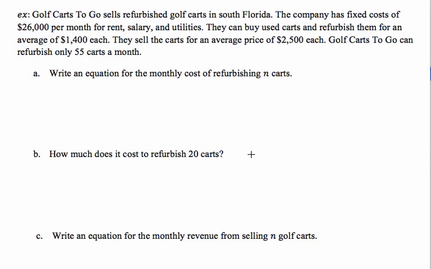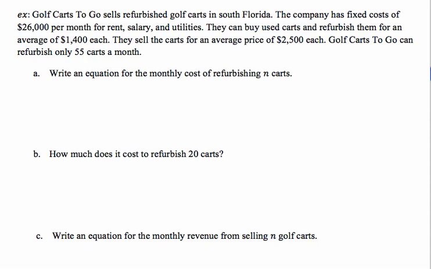They can buy used carts and refurbish them for an average of $1,400 each. They sell the carts for an average price of $2,500 each. Golf Carts to Go can refurbish only 55 carts a month. Okay, now what you need to do is pause this video and reread that a number of times until you understand the problem. Okay, so we're going to first write an equation for the monthly cost of refurbishing N carts.